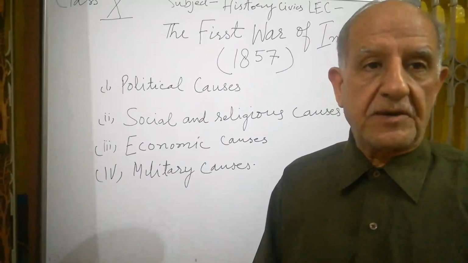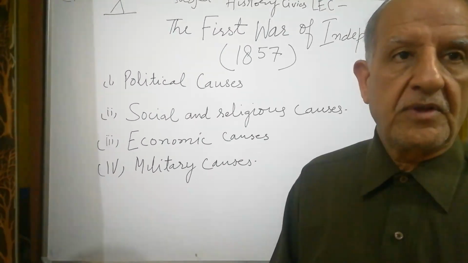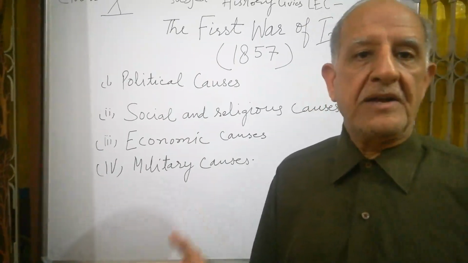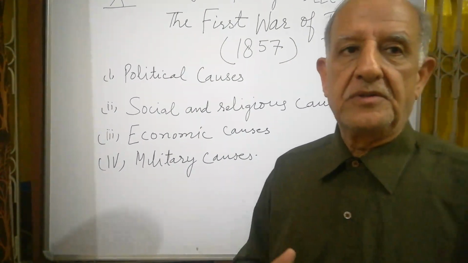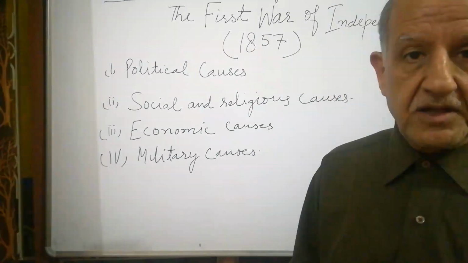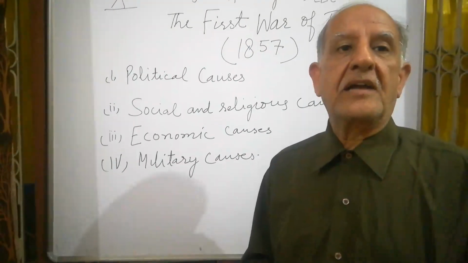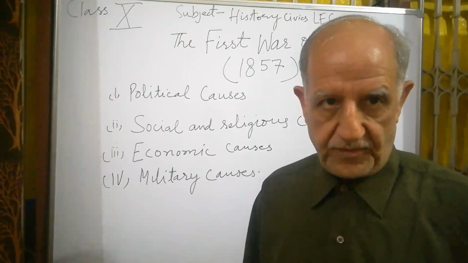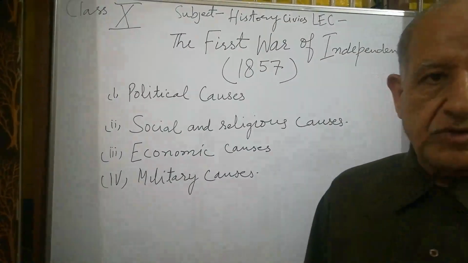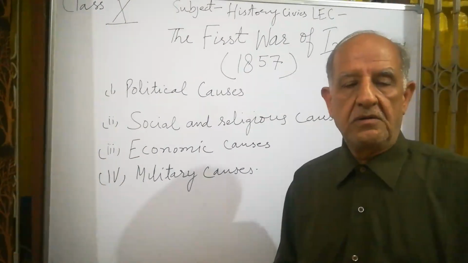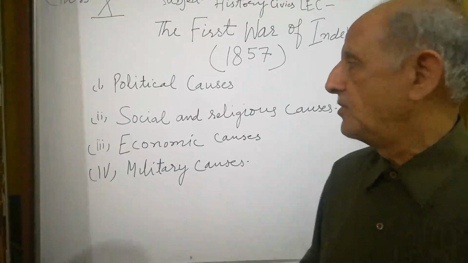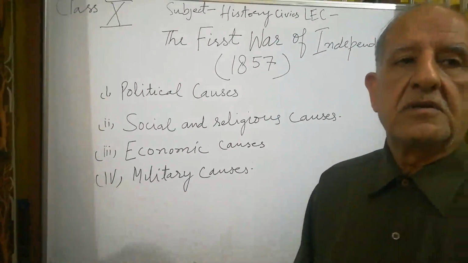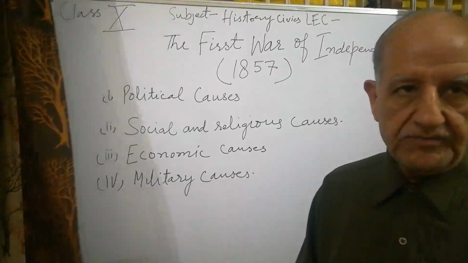Telegraph poles were being set up in different parts of India, and when these poles were set up, panic began to spread among the people. They began to feel that they had been set up to hang the people who would oppose the British rule in India. So that also became another factor which led to the first war of independence in India.